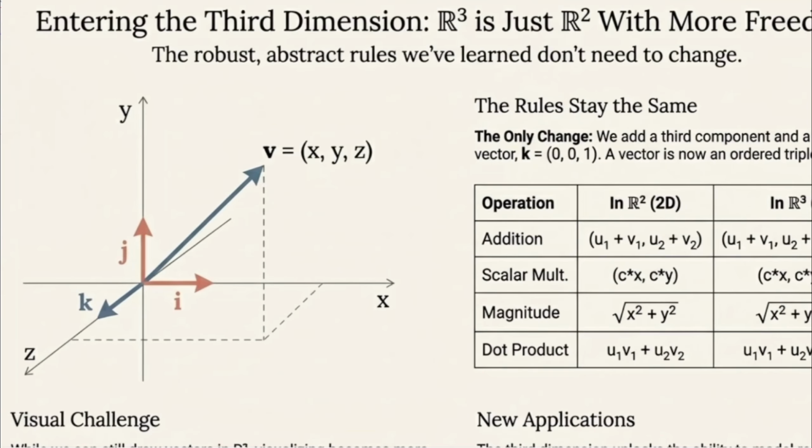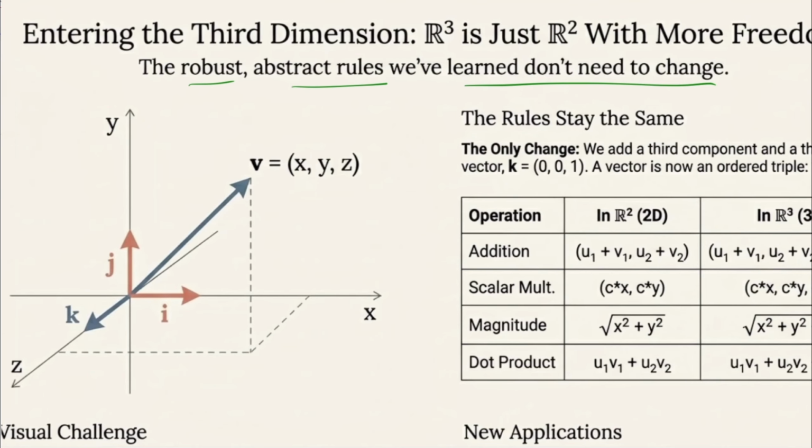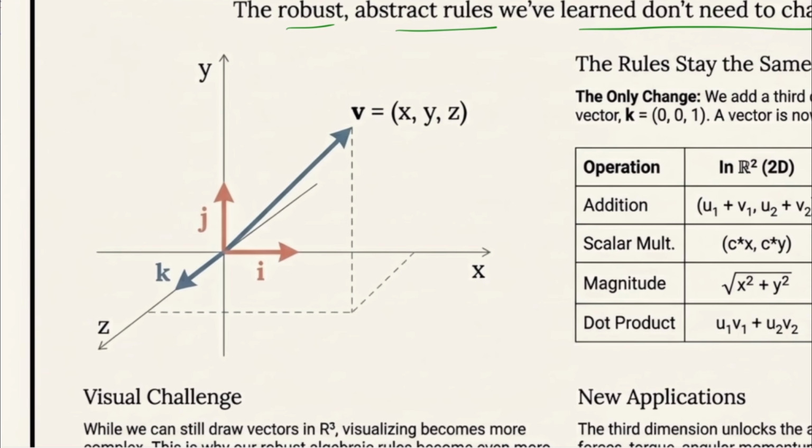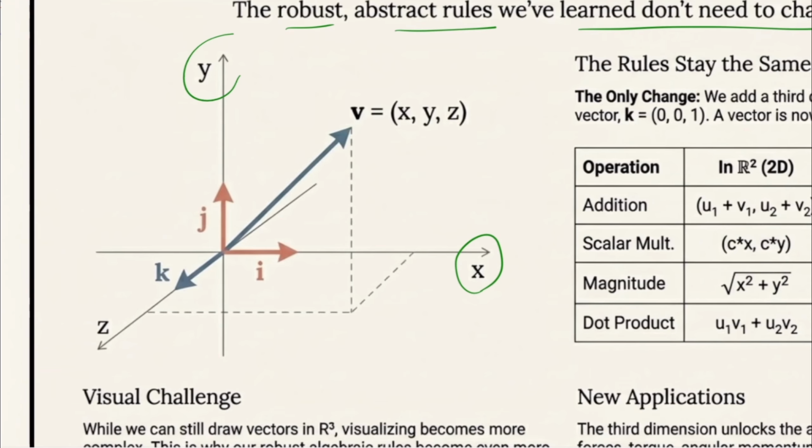So let's talk in detail about what's going on. The robust abstract rules we have learned are actually not going to change, and that is a good part. It means that every rule we learned about two dimensions is going to be right about three dimensions. Again, what is the difference? Rather than x and y, as we had i and j steps, we are going to have a new concept, something we call k steps or the z plane. So z is going to be a new direction, and from this moment, rather than just x and y, we are going to have another number, z.